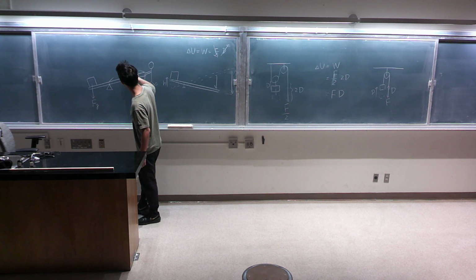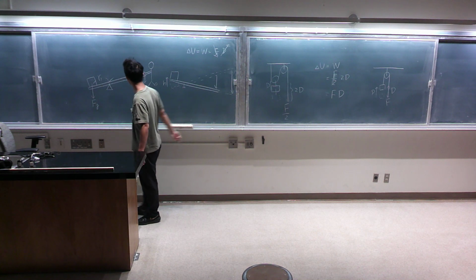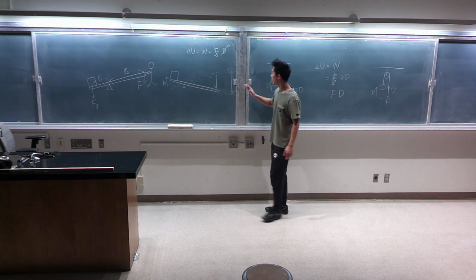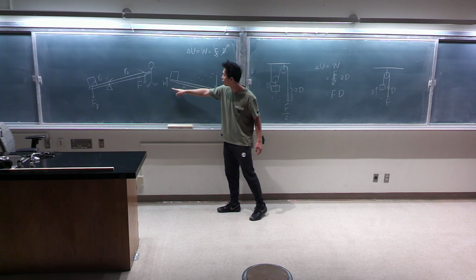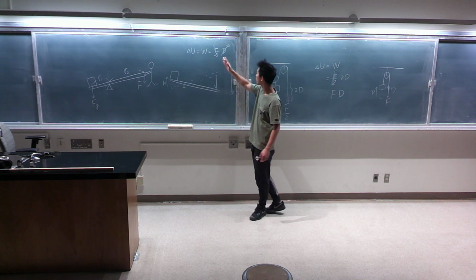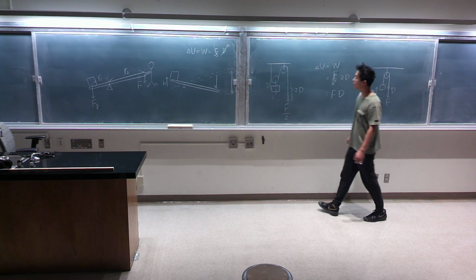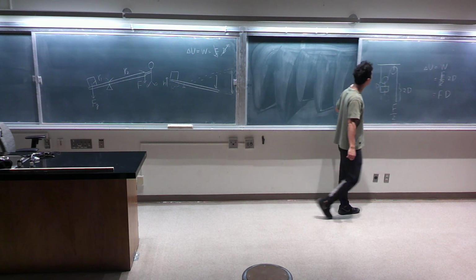Let's call this R2, R1. Because if R2 is longer, you need to apply the force for a longer distance to move the block upwards. So you know the force you need will decrease. To know exactly how big the force should be, we can get on the page.